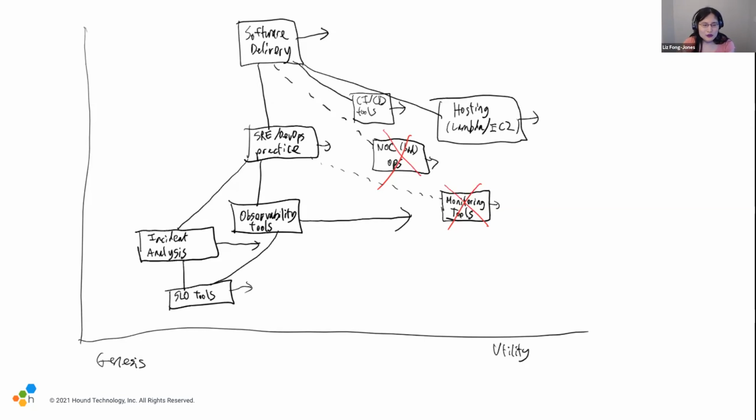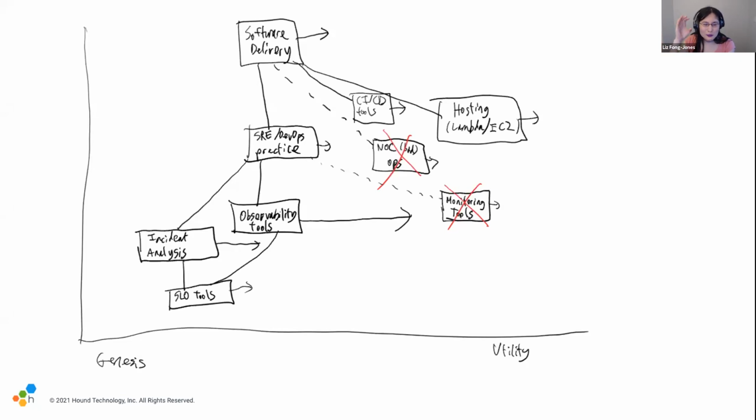But we don't think that the traditional ops model is working, right? Yes, you can go and get off-the-shelf monitoring tools. They're not going to help you with the deep incident analysis and understanding exactly what happened inside your system. You can go and hire a network operations center from Tata Consultancy Services, right? They'll happily take your pages, but that's not going to solve your reliability problems.